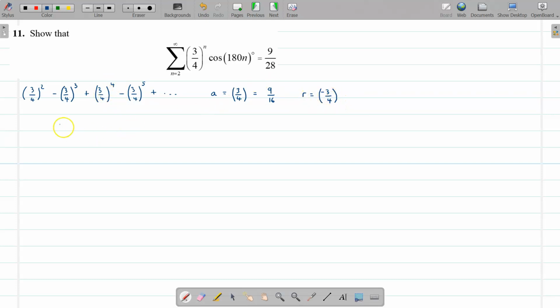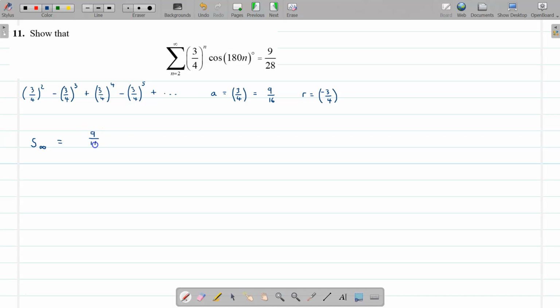So you just now need to use that the sum to infinity of a geometric progression, a geometric series, is equal to a over 1 minus r, which is going to be 9/16.